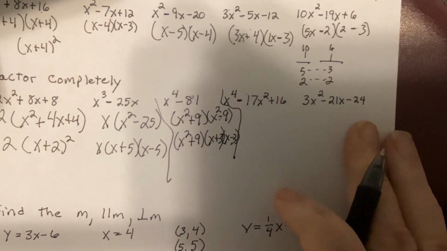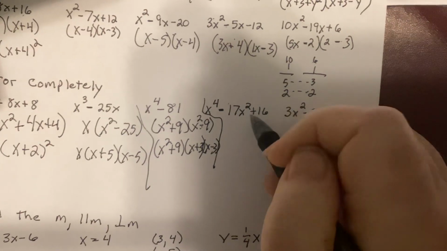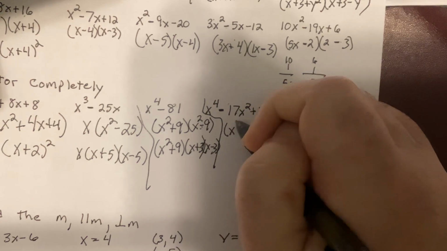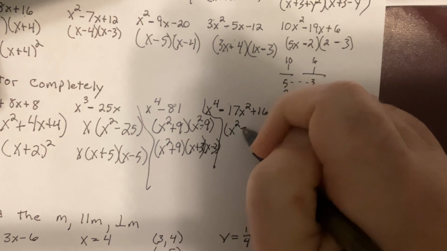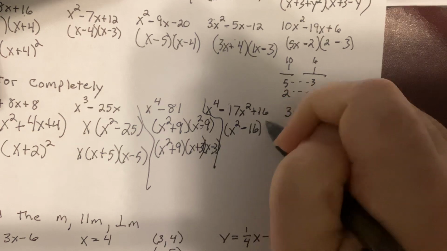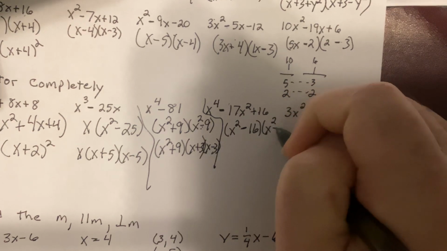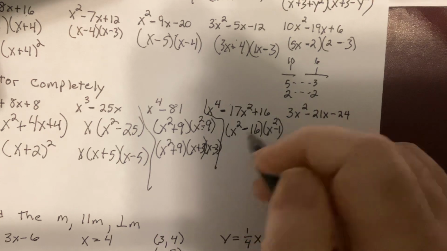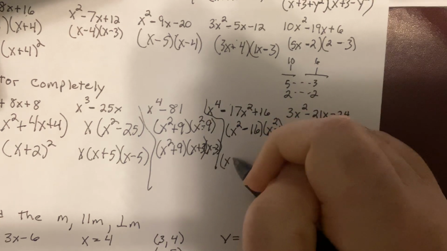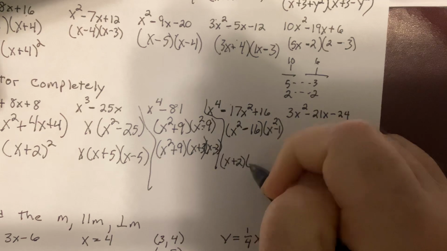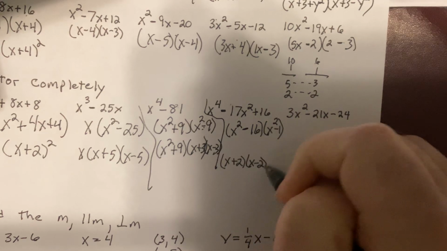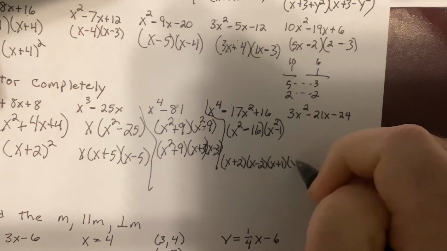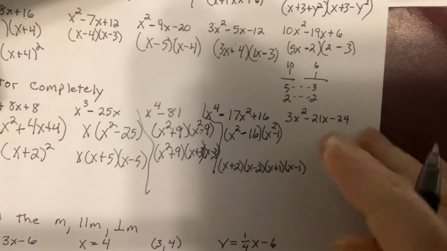This one, what are the factors of 16 that add up to 17? So it'd be x squared minus 16, x squared minus 1. But wait a minute, we're not done. These are the difference of squares. So it's x plus 2, x minus 2, x plus 1, x minus 1.